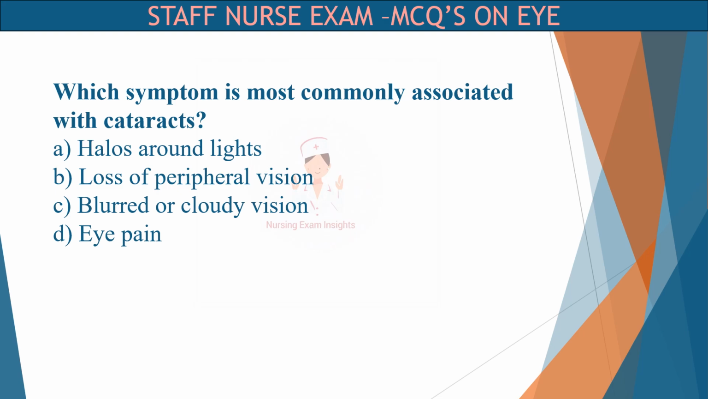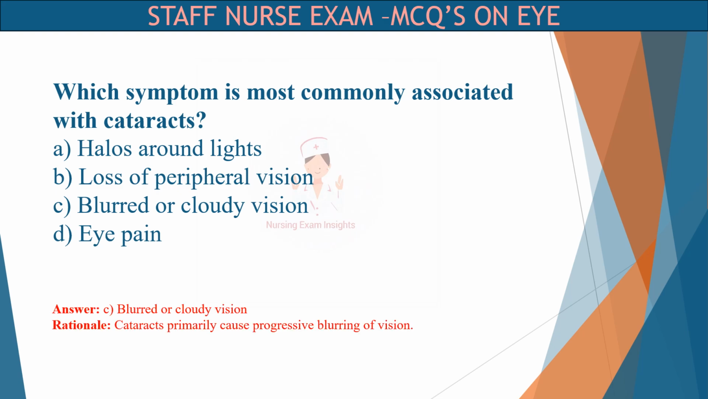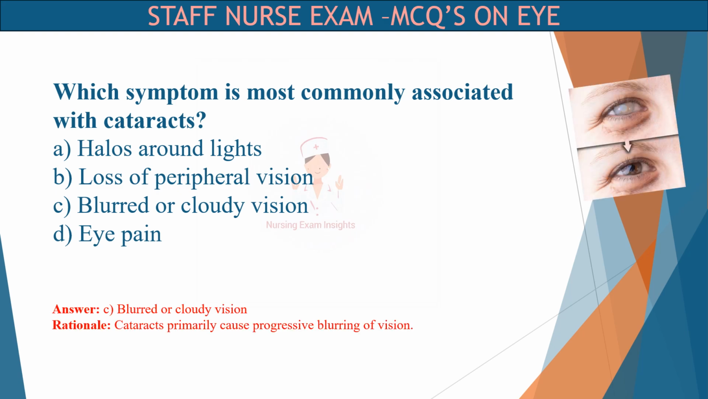Which symptom is most commonly associated with cataract? Options are A. Halos around the lights, B. Loss of peripheral vision, C. Blurred or cloudy vision, D. Eye pain. The right answer is C. Blurred or cloudy vision. Cataracts primarily cause progressive blurring of vision.